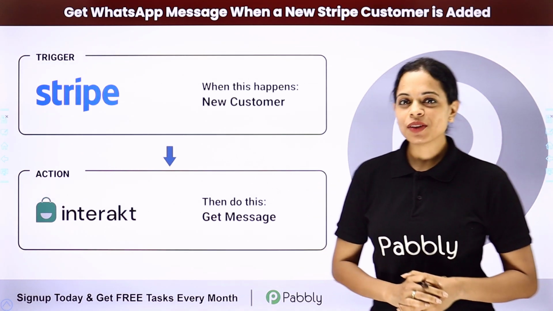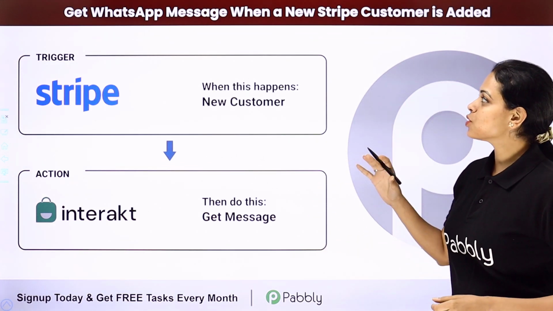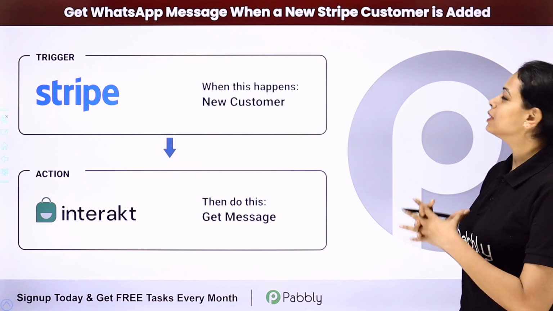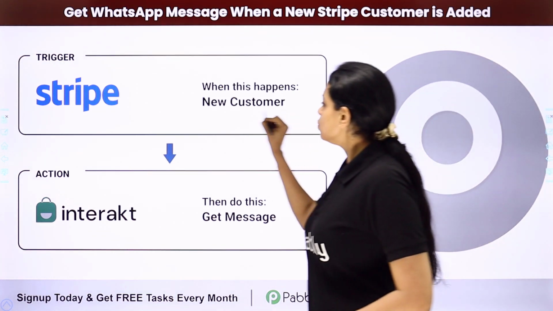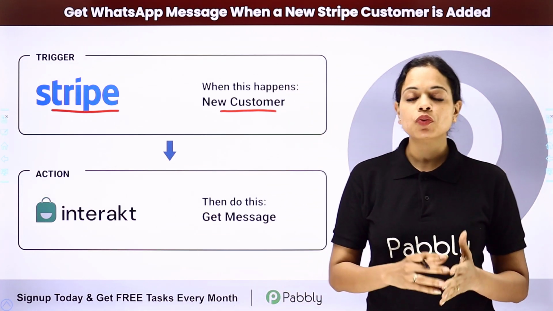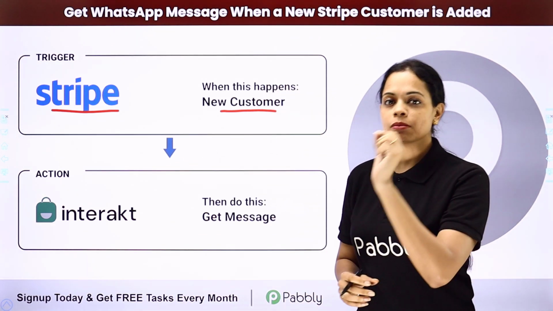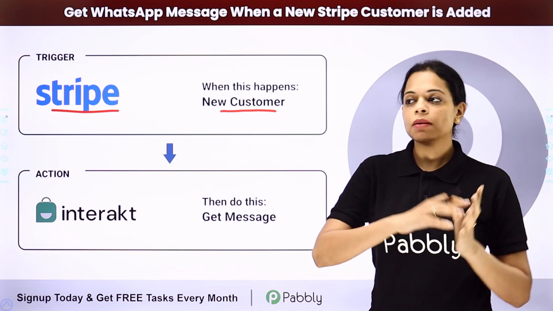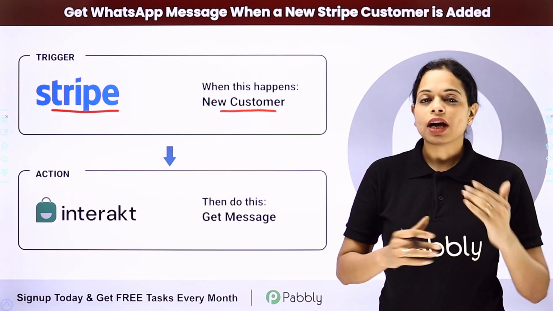In this video, we are going to see how to get WhatsApp messages when a new Stripe customer is added. So every time a new customer is added in your Stripe account, which is a payment gateway, now you want to send admin a message on WhatsApp telling him about the details of the customer. So how can that be done?